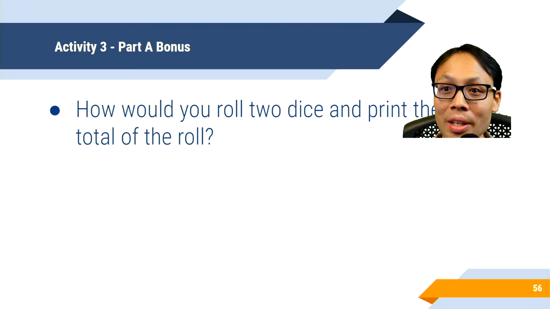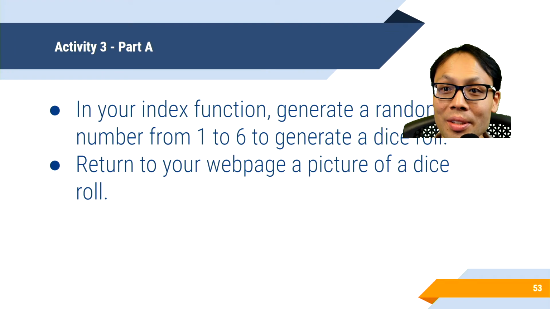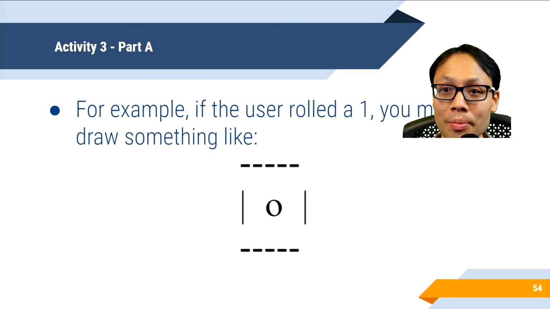So go ahead and do that. And again, simulate rolling the dice from 1 to 6. So in other words, you're going to first generate a random number between 1 and 6, and then depending on what is rolled, I want you to draw the appropriate dice.